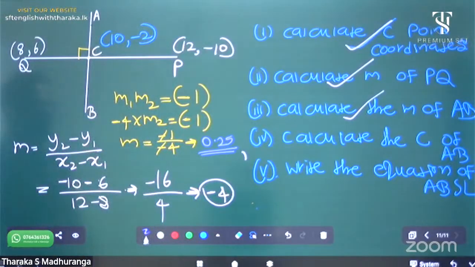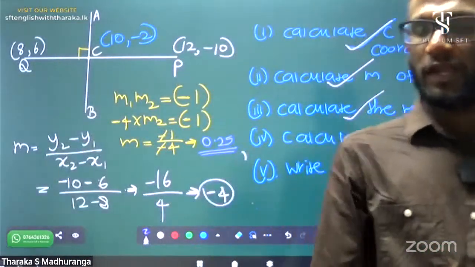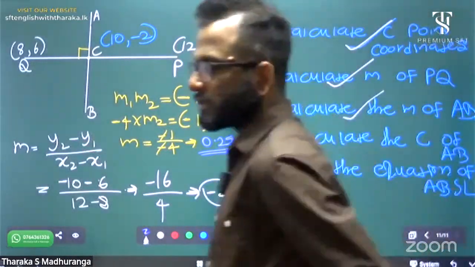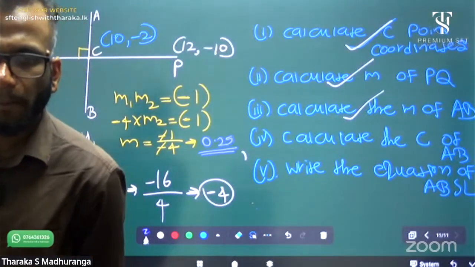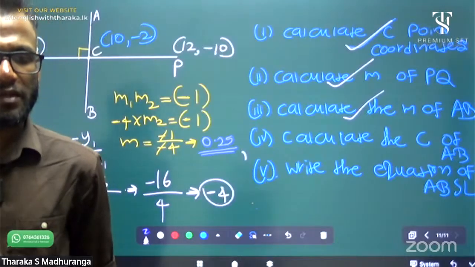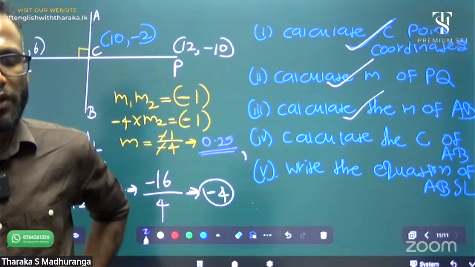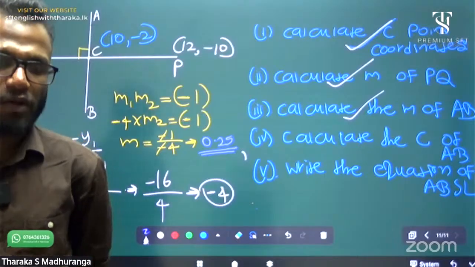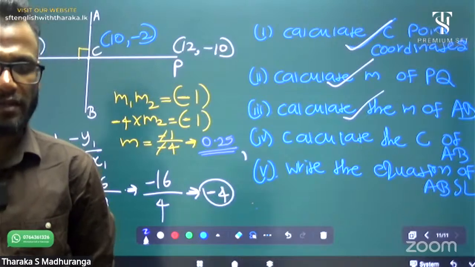0.25 is the AB straight line gradient. Right hand? Are you correct? Fatima, correct? Good, Samia. It's 0.25 or 1 over 4. Plus, not minus. Minus and minus cancel out.